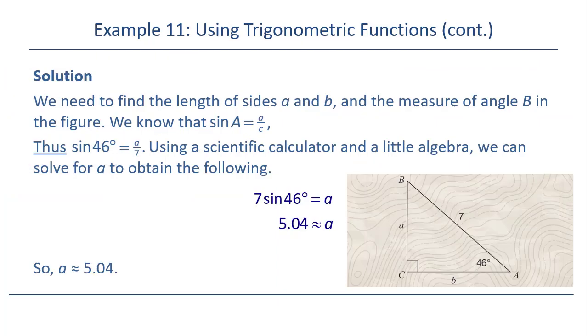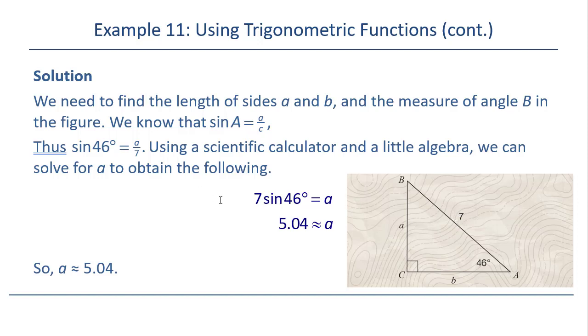Okay, first things first. We need to find the length of sides A and B and the measure of angle B in the figure. And we know that sine of A, if we take the sine of this angle, it's going to equal A over 7. Just like if we took cosine of this angle, it's going to equal B over 7. So we could use both of those to solve for those two things.